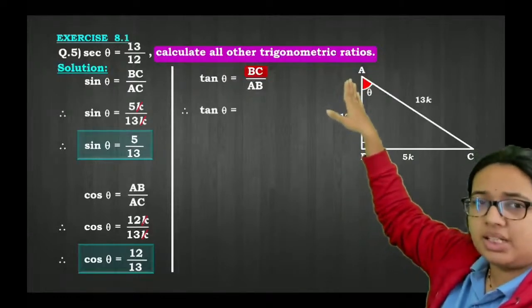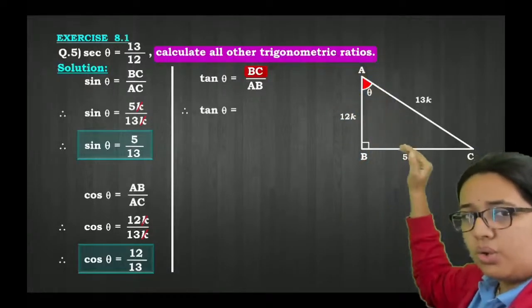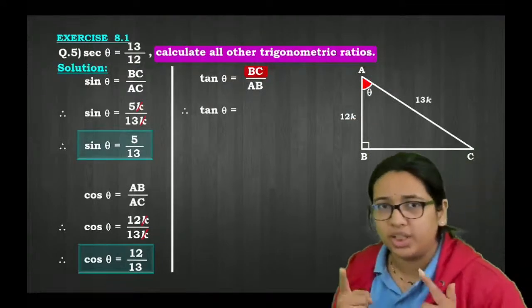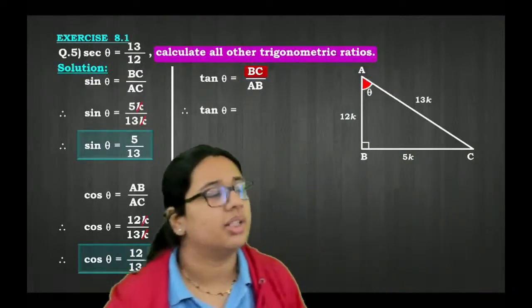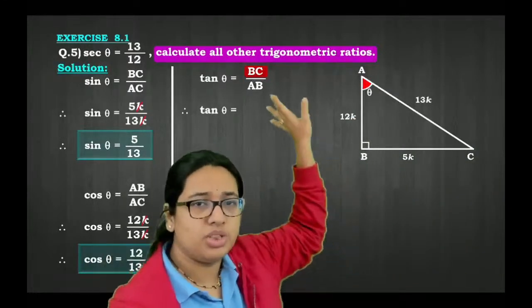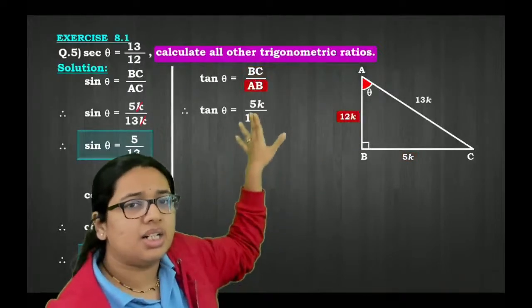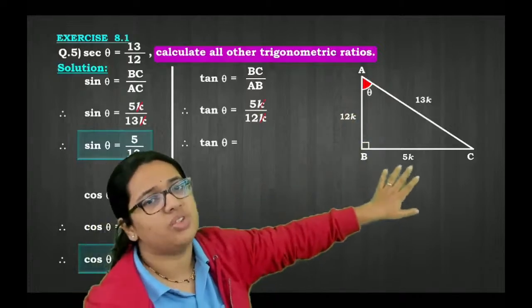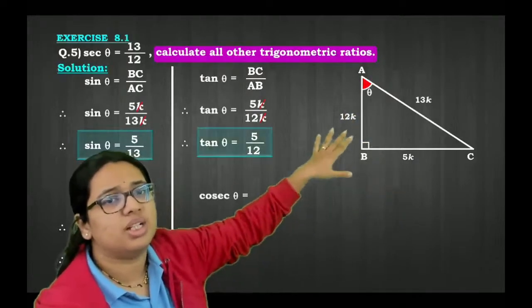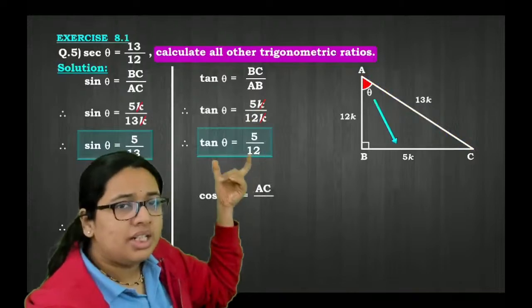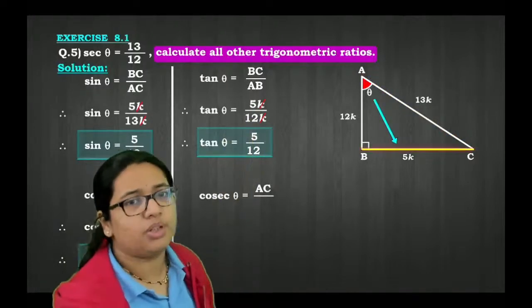Similarly, now we'll check what gives the value for tan theta. For tan, what did you remember? Tan is nothing but OA, right? So O stands for opposite one, A is nothing but adjacent one. Hence, we can say that tan theta will be opposite, 5k, divided by adjacent, 12k. The k will get cancelled. Hence, tan theta will be 5 upon 12.